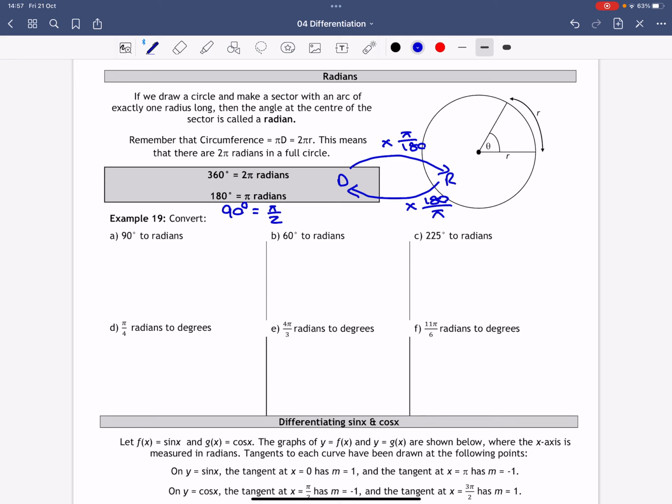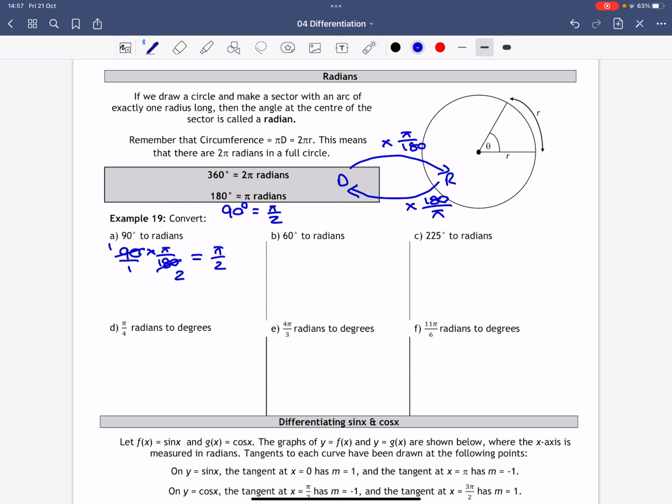90 is just pi over 2. Let's do it this way just to show us. So if I wanted to convert it, 90 times by pi over 180. So if I forgot that 90 degrees was pi over 2, or that 180 was pi, if I remember to multiply by pi over 180, I would cancel that down. 90 goes into itself once, it goes into 180 twice. So that would just give me pi over 2.